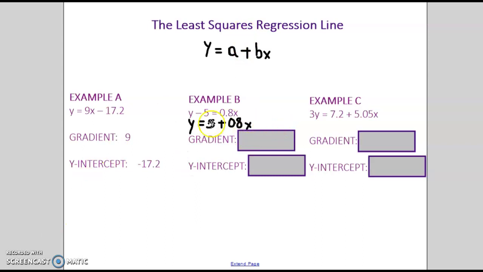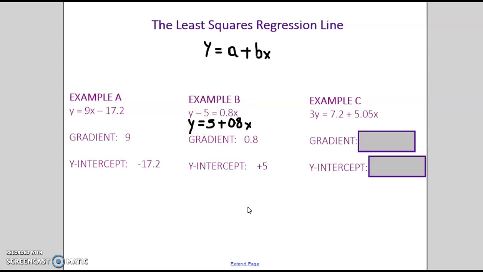Now I've rearranged that equation to make it look like y equals a plus bx. I can quite easily see that my b, my number that is multiplying my x, my coefficient of x, is 0.8, and that is my gradient. And I can see that my value of a, my constant on its own, is positive 5. I've written plus 5 just so we can identify that it's positive, just to make that really clear. Obviously you don't want to make the mistake of saying it's negative just because it was minus 5 in the question when the equation wasn't rearranged.